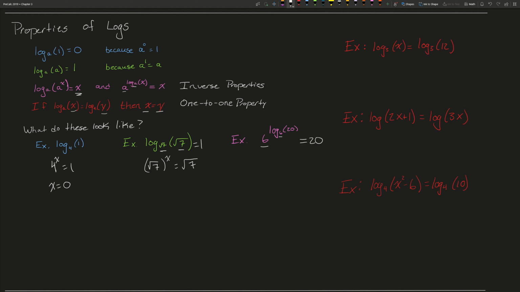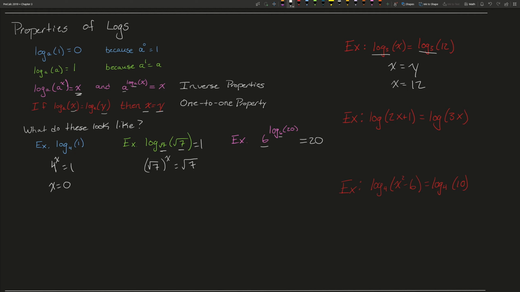In red, we have the one-to-one property examples. So the first one says that log base 3 of x is equal to log base 3 of 12. Because both sides have the same base, x must equal y. And in this case, y is 12, so x must equal 12.